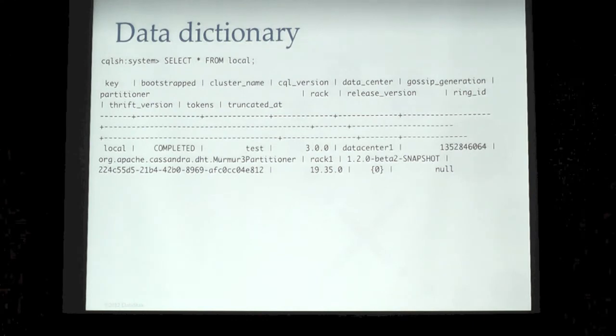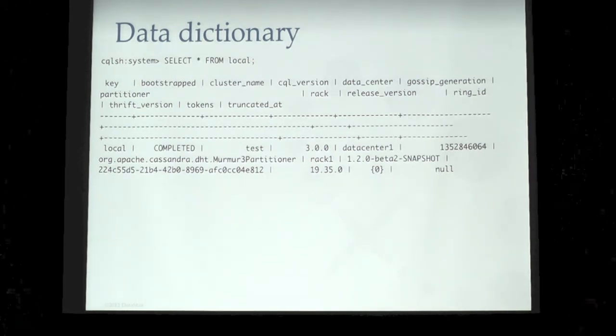Another interesting thing that we expose is information about the local node. There's actually just a single row in this table, which is the local row, and it tells you what data center am I in. This is actually an interesting one. The last column here, so you can read through the list of column names, the last one is truncated_at.